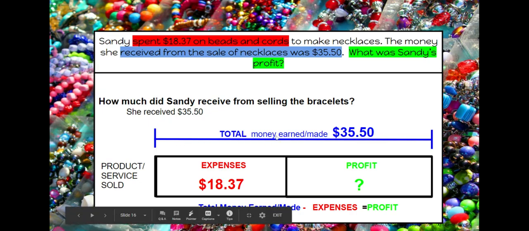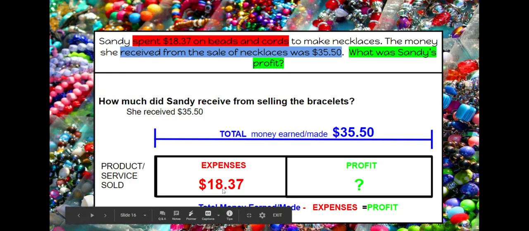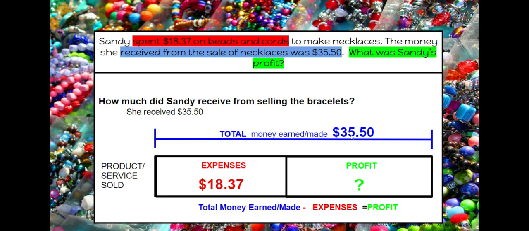We know that she earned $35.50 from selling those bracelets, but it only cost her $18.37 to make the bracelets. I want to figure out how much profit she made. She obviously made more money because she only spent $18.37, but she was given $35.50 for the bracelets.